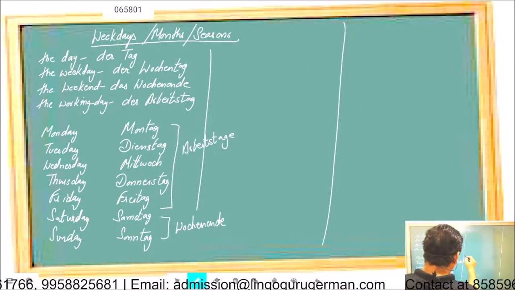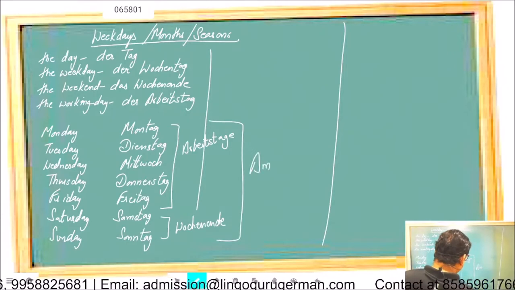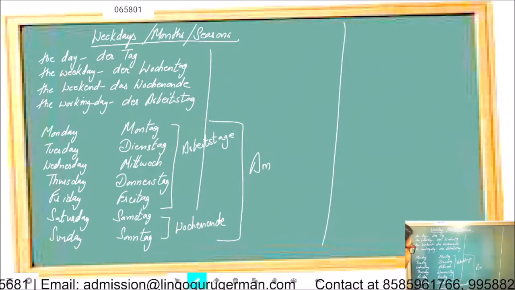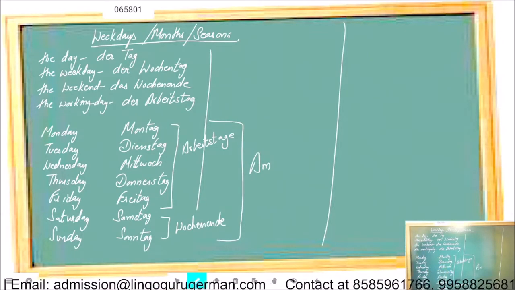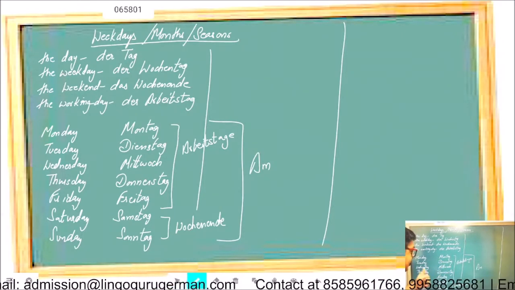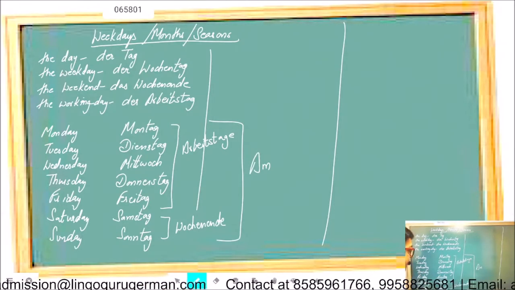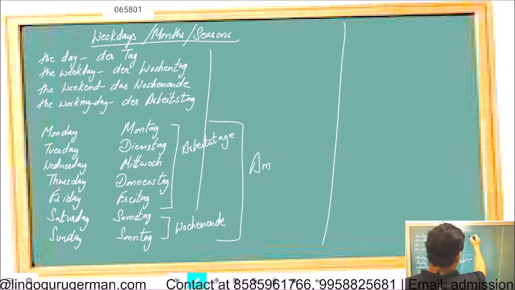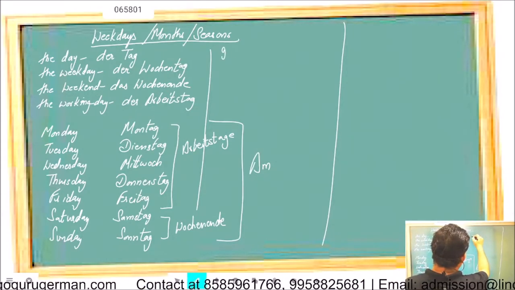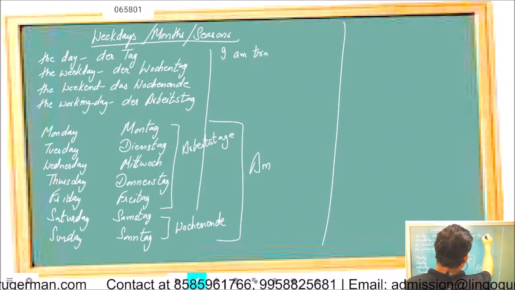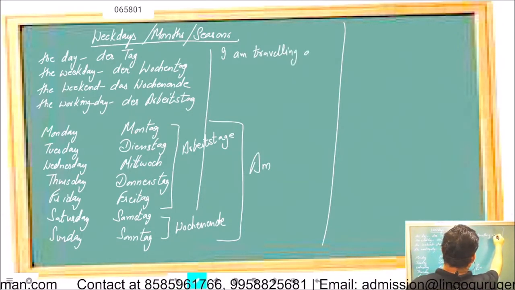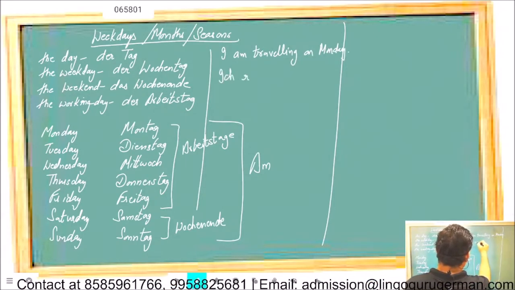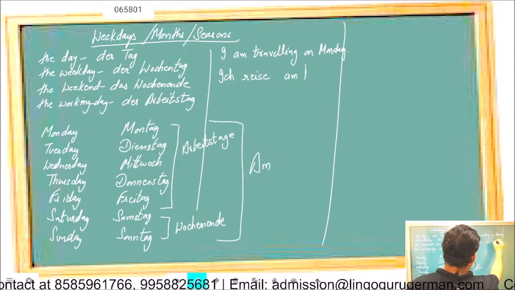And we always use am as the preposition whenever we want to mention on Monday, on Tuesday, on Wednesday. Am Montag, am Dienstag, am Mittwoch, am Donnerstag, am Freitag, am Samstag, am Sonntag. We always use am. Always, no exception. For example, I am traveling on Monday. Ich reise am Montag.